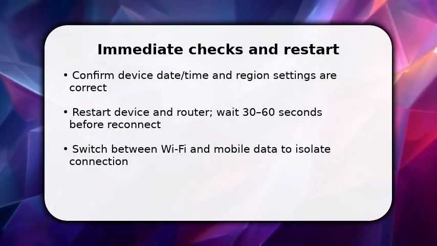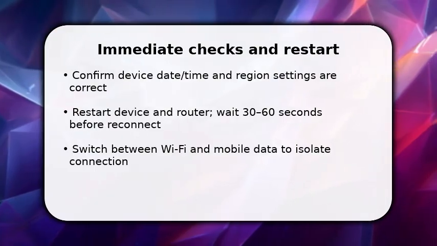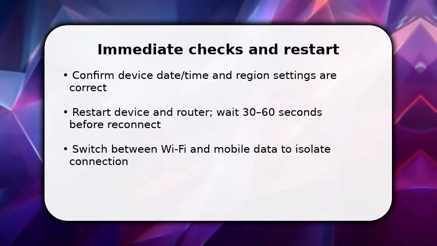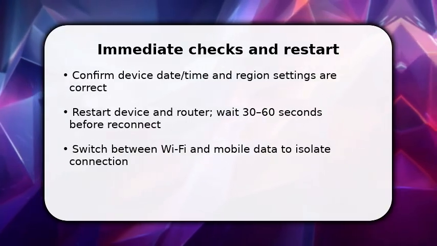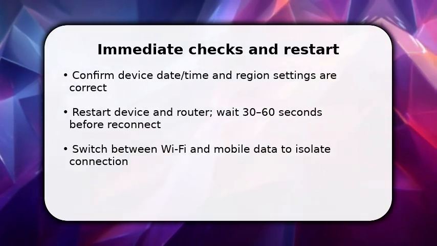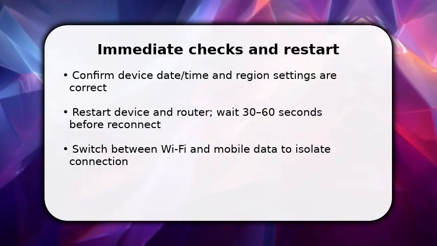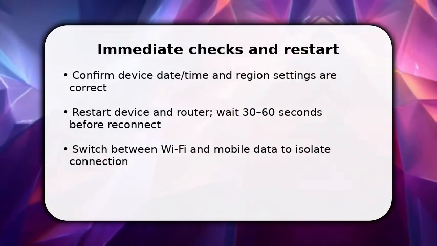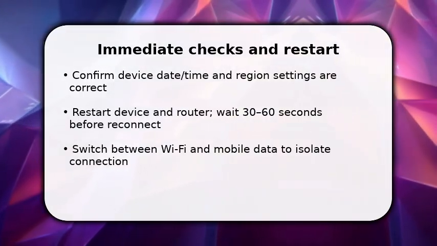You start by verifying fundamentals that often fix connection errors fast. Check device date, time, and region so TLS certificates validate properly. Incorrect settings block the App Store. Once done, restart your device and router. Power off, wait 30 to 60 seconds, then power on to clear transient network faults.